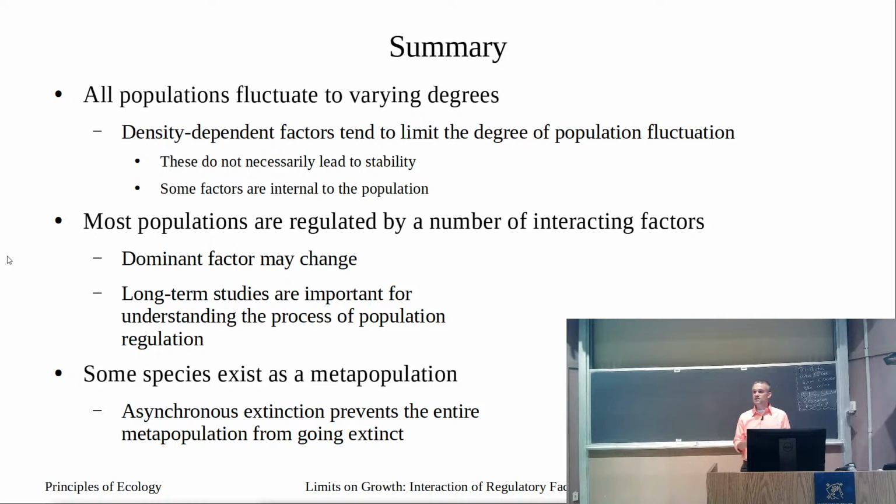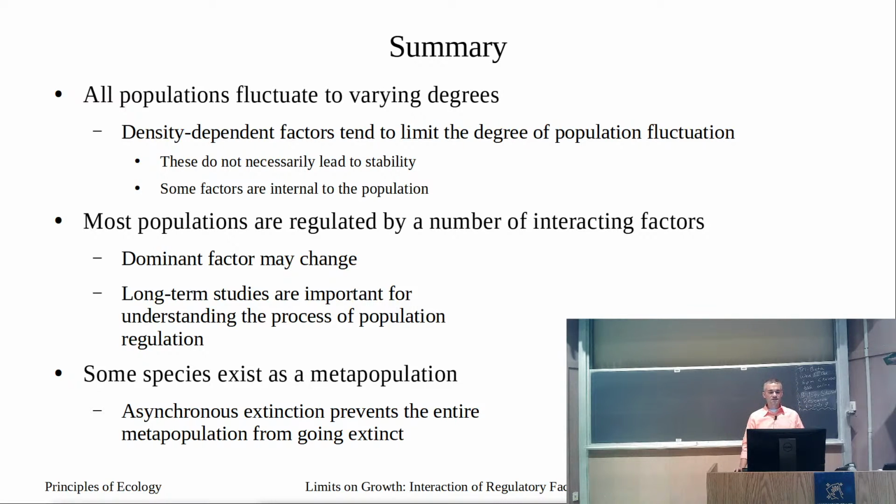Then we wrap this up to point out that some species exist as a metapopulation, where we have individual populations, these habitat patches, that will experience booms and busts. They'll have their own regulatory factors and their own dynamics, and some of those will go extinct, but those patches then get rescued by individuals from other patches. And the net result is that we have a pretty stable metapopulation of our species.